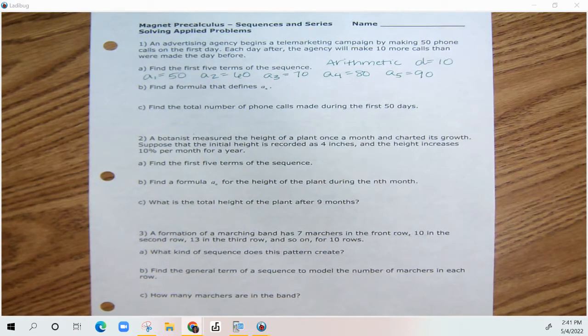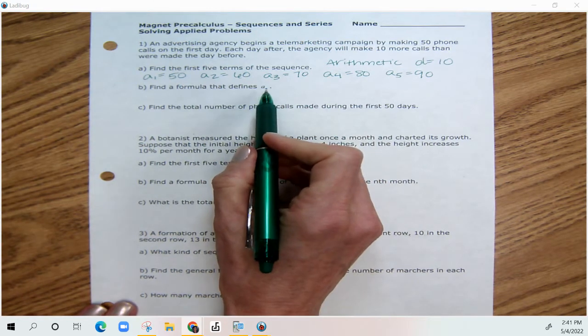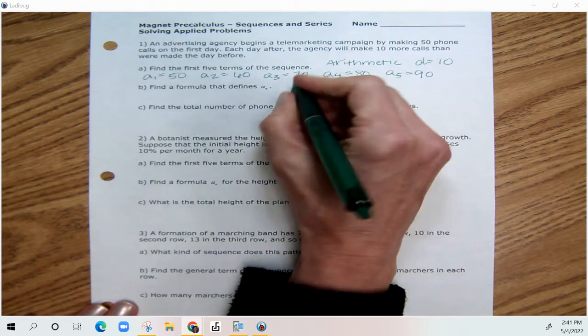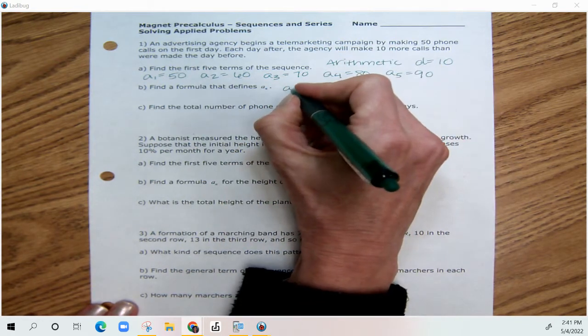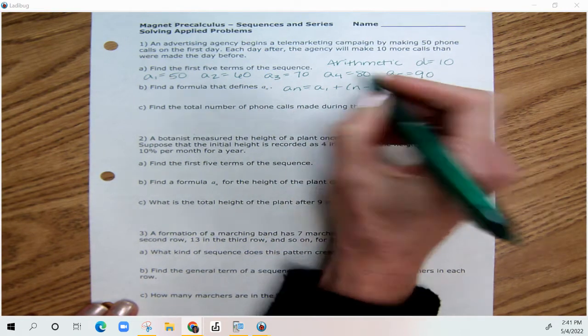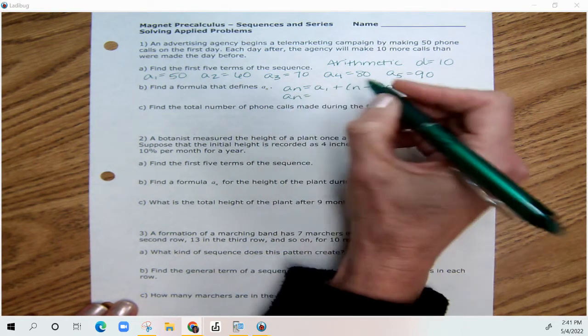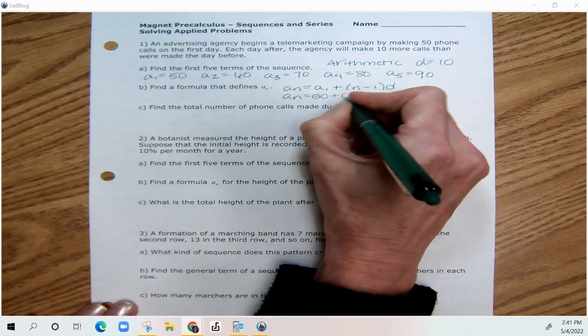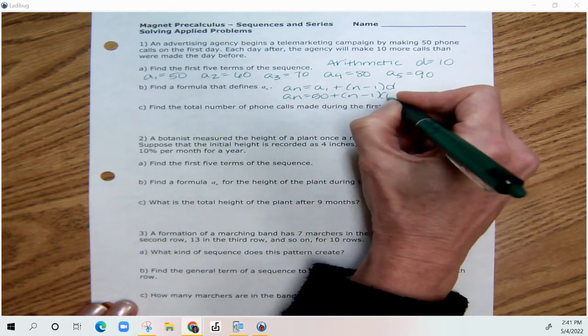So we're finding a formula that contains a sub n. That's also been asked as find the nth term, find the general rule, find the pattern. So we are going to use the sequence formula to do that. Since it's arithmetic, we'll use a sub n equals a sub 1 plus n minus 1 times d. And we will replace a sub 1 with the first term and d with the common difference.